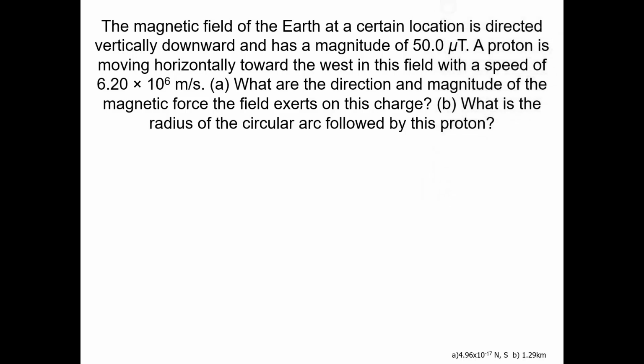All right, so this is going to be a little different situation. We have the magnetic field of the Earth at a certain location is directed vertically downward. In this case, because we're talking about the Earth, when we mean downward, we mean it's pointing into the ground. So we're pointing towards the ground.